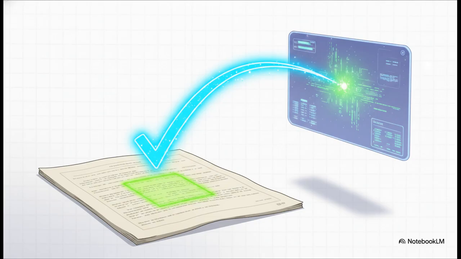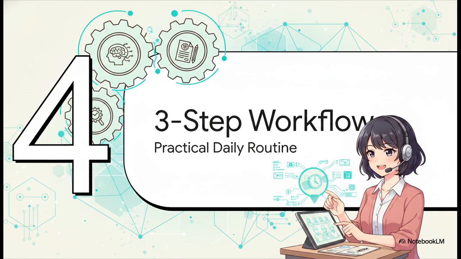So, you generate the response, you click the little source number down at the bottom, and boom, it instantly jumps to the exact highlighted text in your original uploaded PDF or document. You can instantly fact-check the AI's summary against your original text, which ensures total reliability for your students. No more guessing games. All right, on to part 4, the 3-step practical workflow.